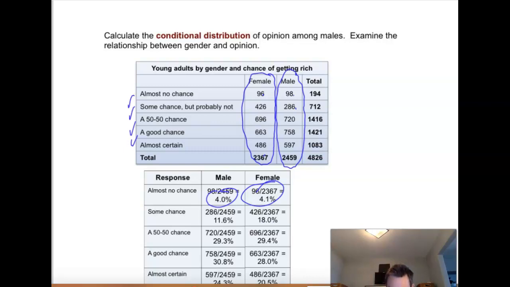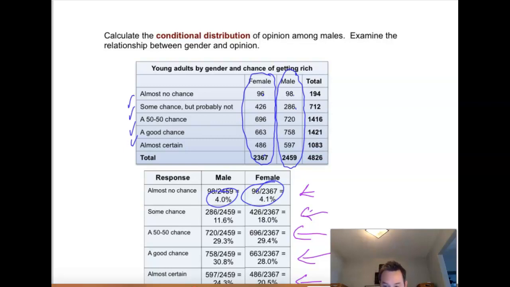So these are pretty weakly associated. As we can see, almost the exact same in the almost no chance category between female and male. Slightly different in the some chance category. Many more females said some chance. Almost exactly the same in the 50-50 chance. Slightly larger percentage of males thinking they have a good chance of being wealthy. And a pretty significantly larger percentage of males think they will almost certainly get wealthy.